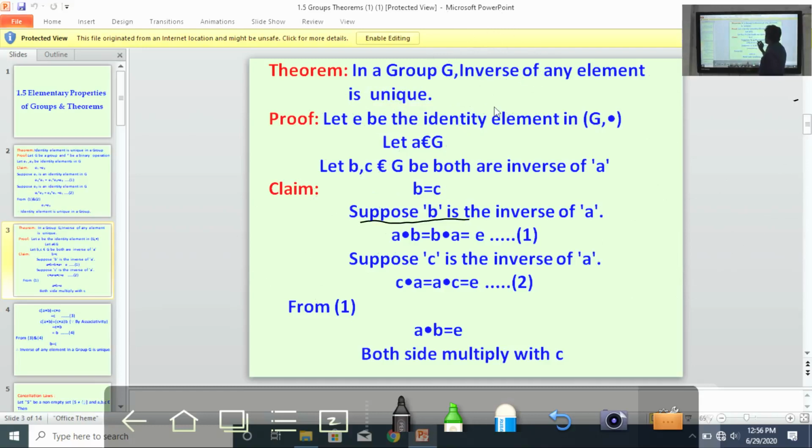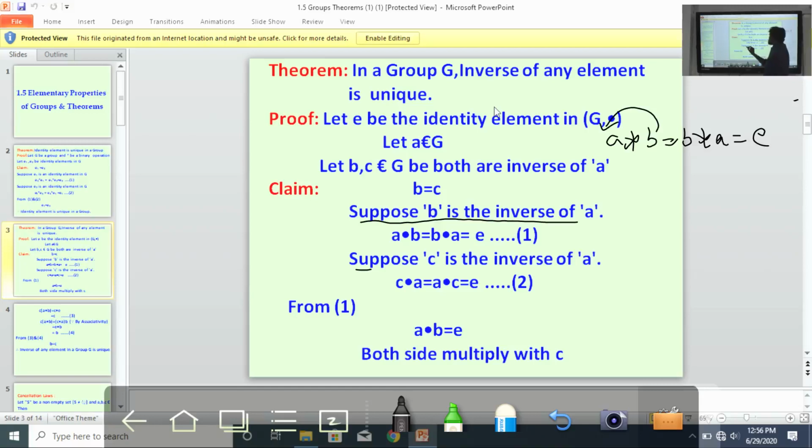Suppose B is the inverse of A. What is the property? A star B equal to B star A equal to E. This is the inverse property. Here B is the inverse of A.